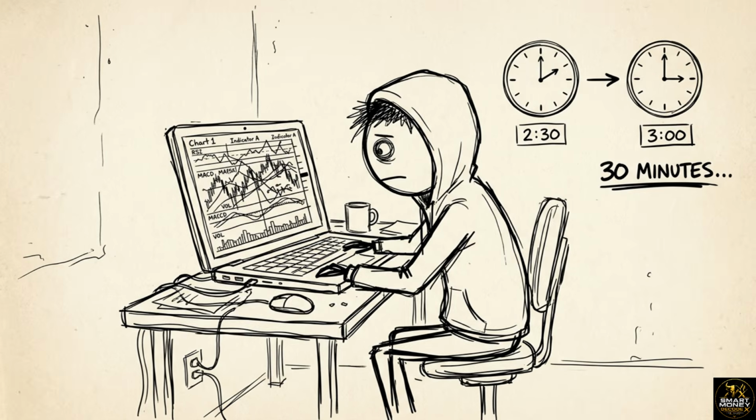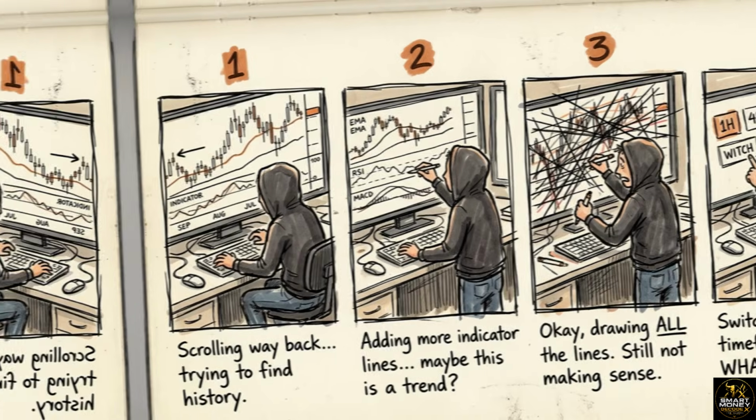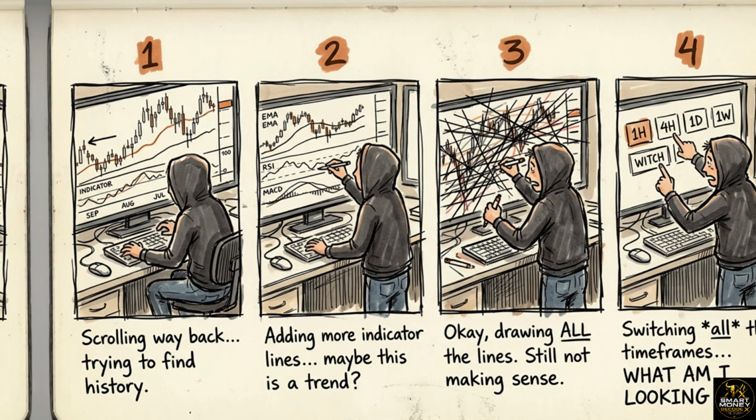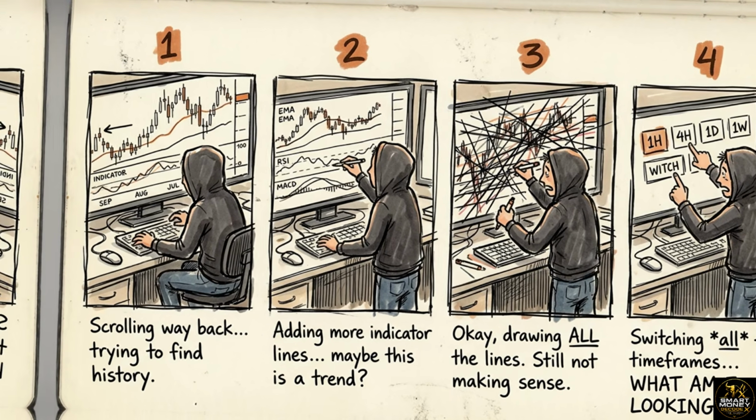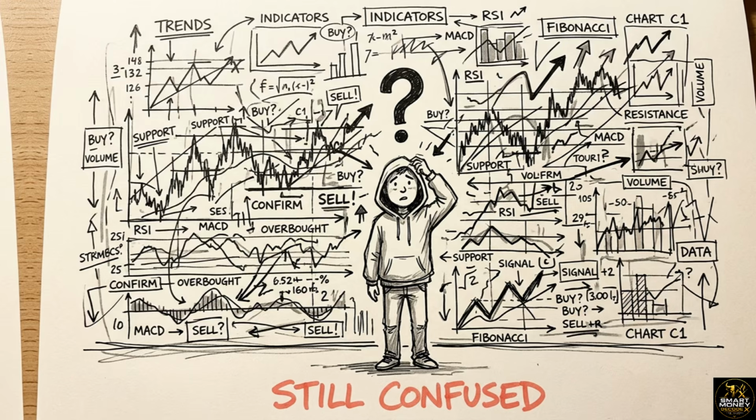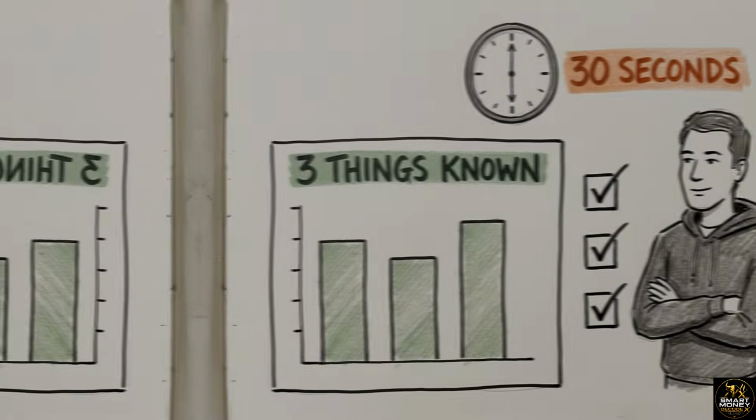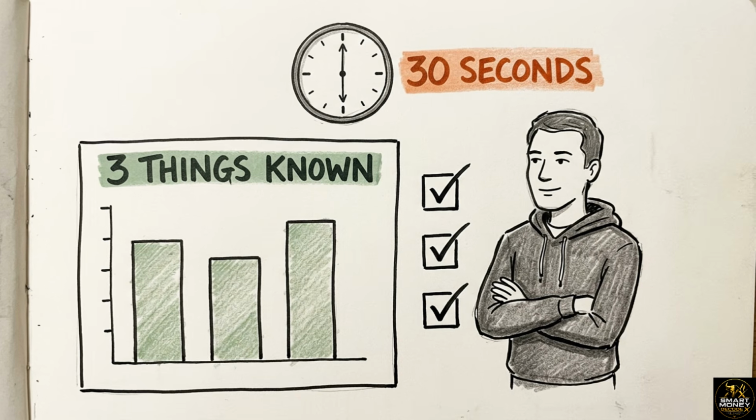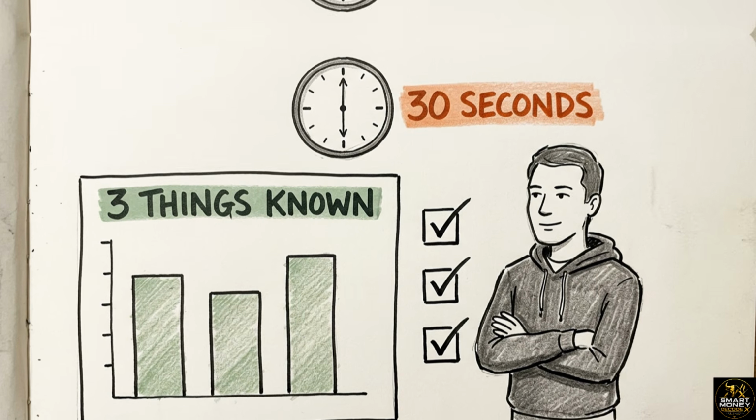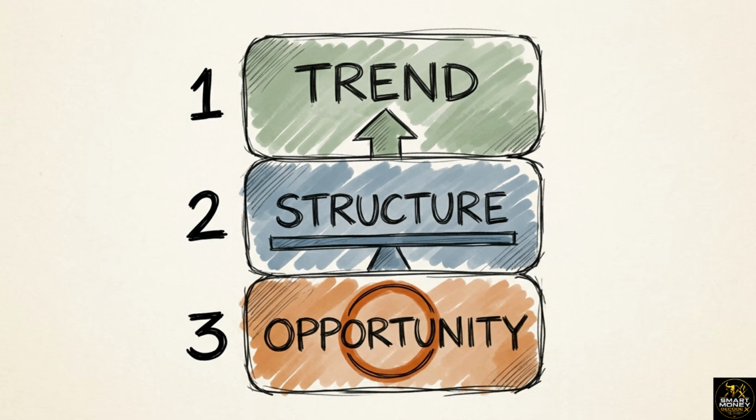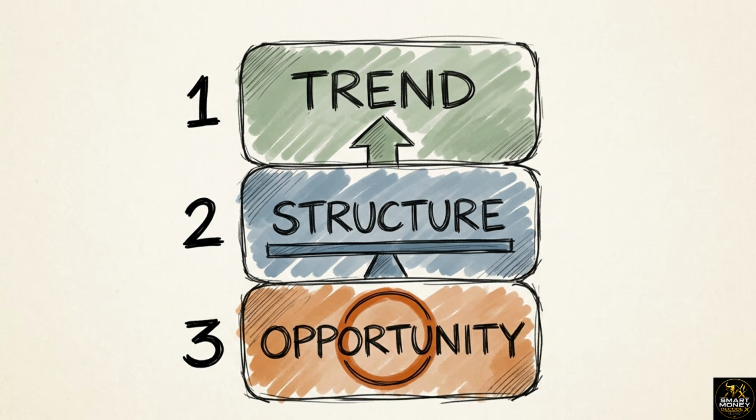Most traders spend 30 minutes staring at a chart, scrolling left, adding indicators, drawing lines, switching time frames. And after all of that, they still aren't sure what they're looking at. Here's the truth. A professional trader can look at a chart for 30 seconds and know three things instantly: the trend, the structure, and whether there's an opportunity worth taking.